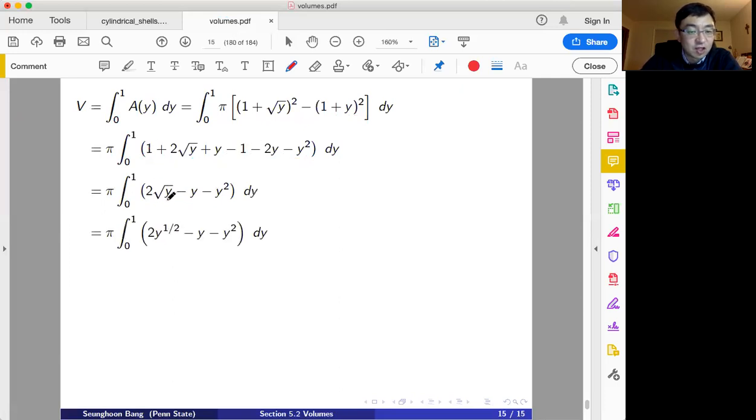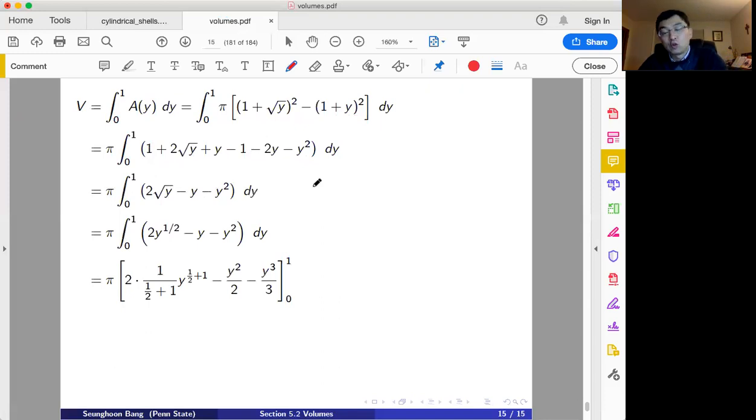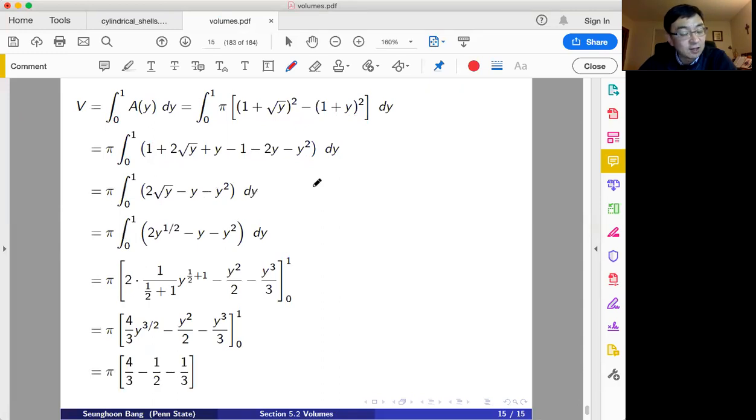So we can change the square root of y to y to the 1 half. You can use the power rule: 2 times y to the 1 over 2 plus 1, over 1 over 2 plus 1, minus y squared over 2 minus y cubed over 3. The simplified form is like this. Plug in 1 and 0, simplify, and this is the answer, pi over 2. This is the whole idea for solving volume problems.